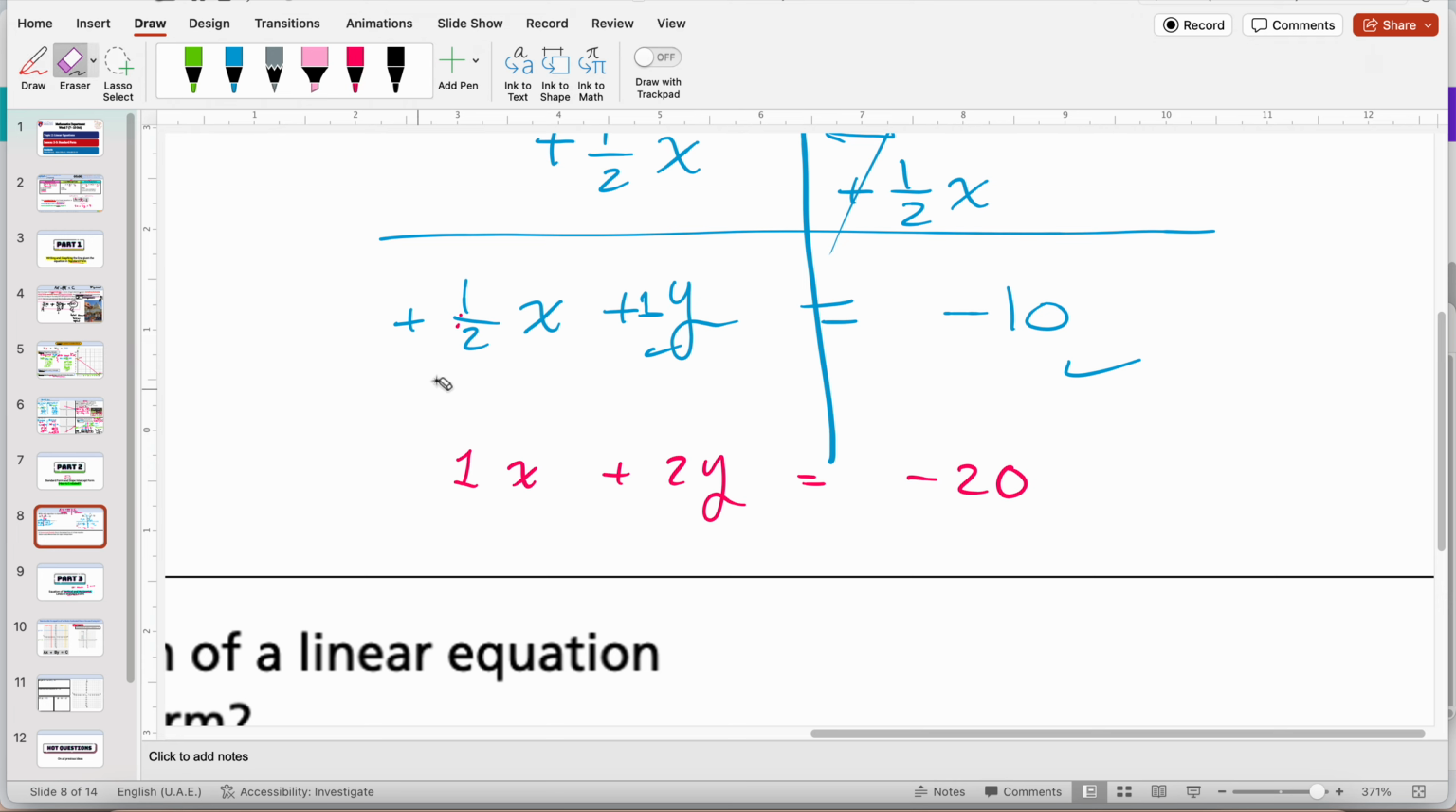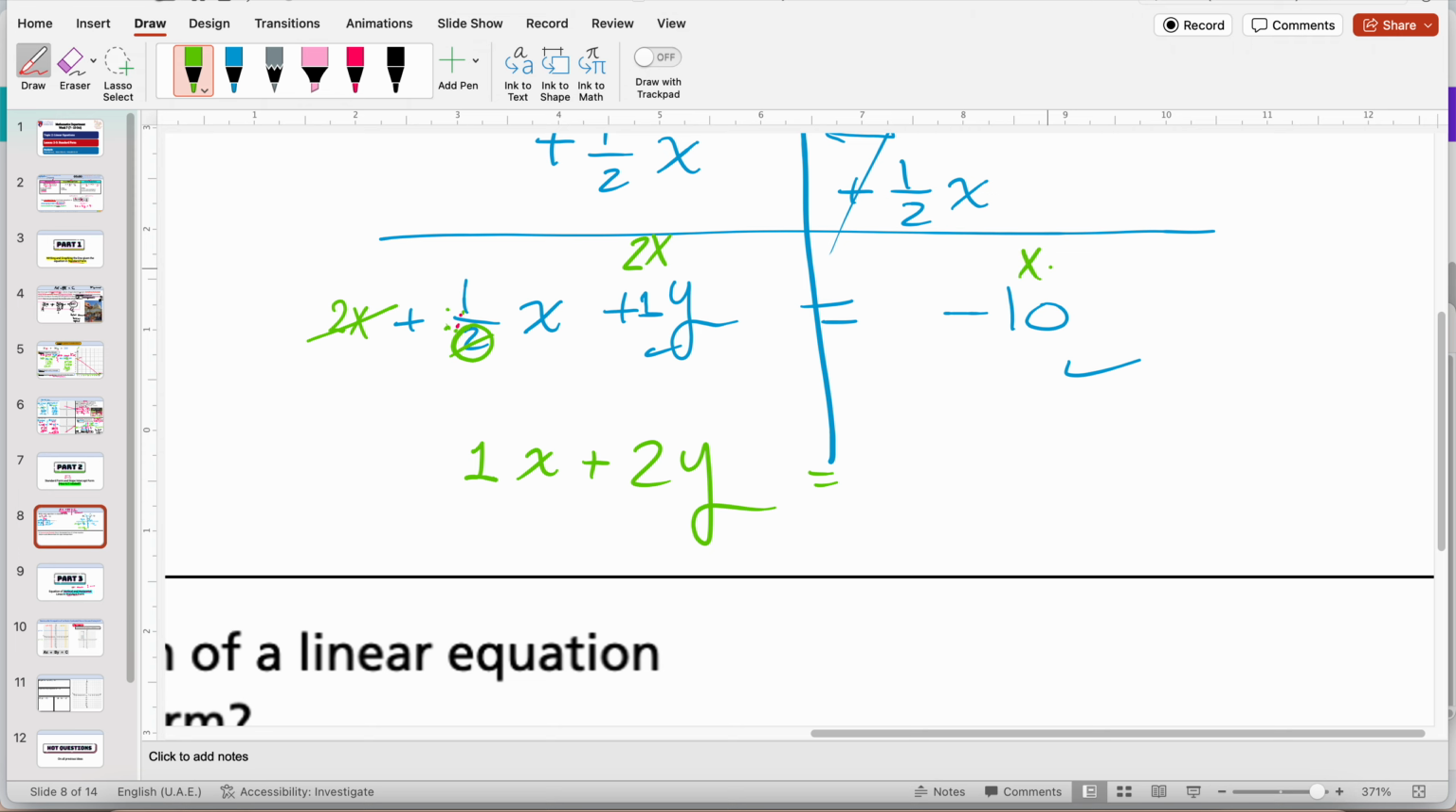Or another general way that always works, if it was 1 over 3, how can I do it? You can triple it, but how can I mathematically do it step by step? Try to think about how I can remove the division by 2. If there was no division by 2, I'm going to have only 1, which is the whole number. To cancel division by 2, just multiply everything by 2, which is the same idea of doubling it. I'm going to have 1x here also times 2, 2y, and here also times 2, negative 20.